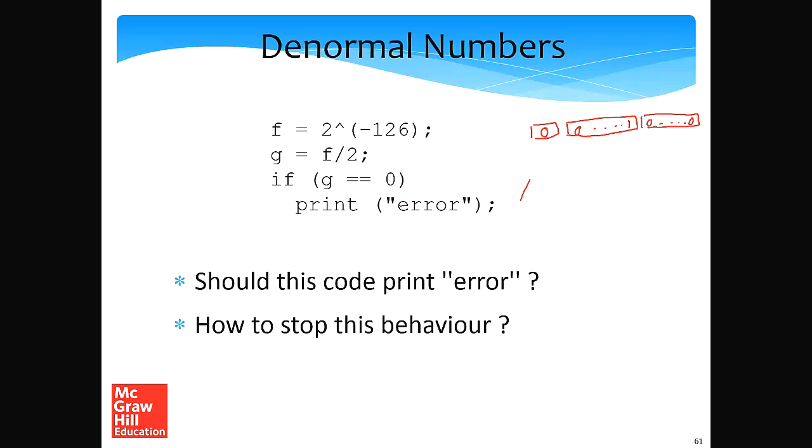Well, intuitively no, right? So let me maybe write a big no over here. Intuitively no, because f is a positive number. g is the same positive number divided by 2. It is not equal to 0. So there is no reason for concluding that g is equal to 0 and printing error, but we also don't have a representation for g. So we somehow need to solve this situation.